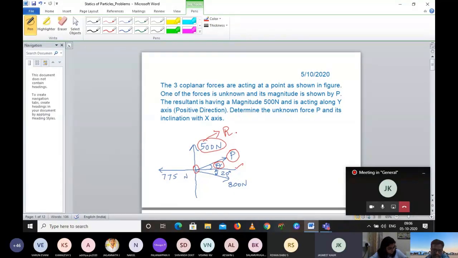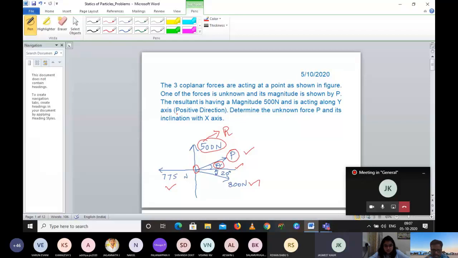When you are considering horizontal and vertical forces, where we resolve into X and Y, at that time you should not consider this 500 Newton. What are the forces you have to consider? This unknown force P, this 775 Newton, and this 800 Newton. Are we clear? Yes, sir. Very good. You should not consider the resultant. That is number one.